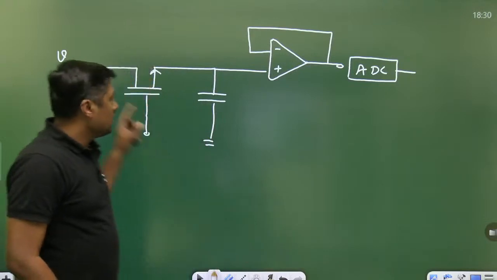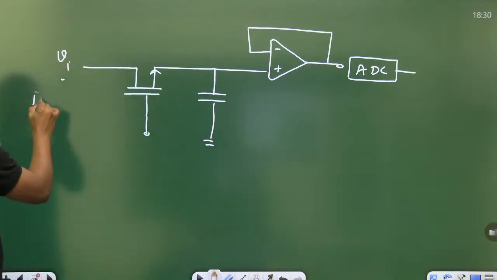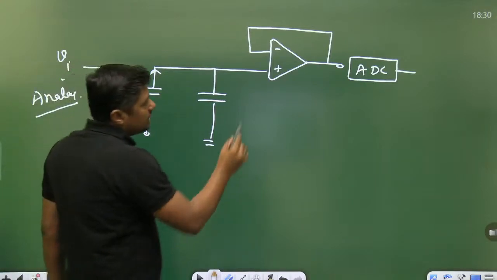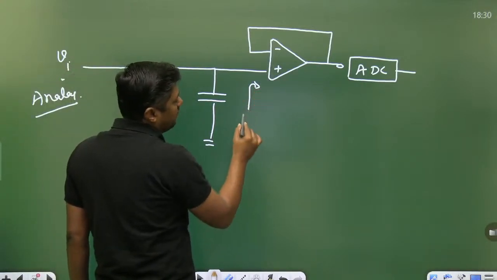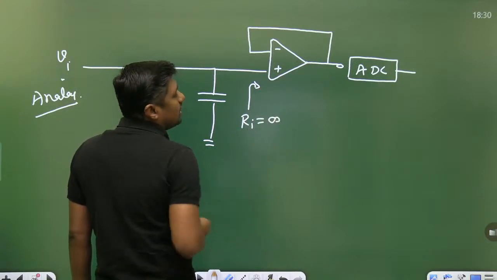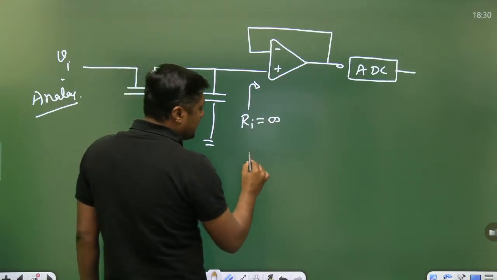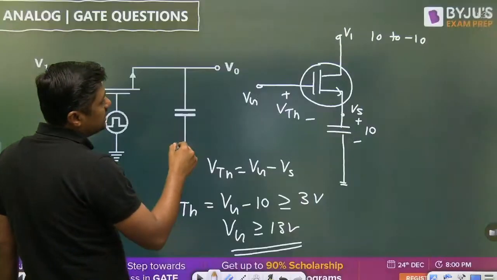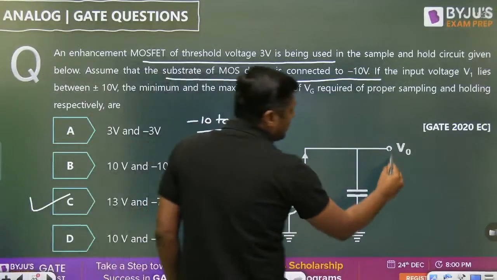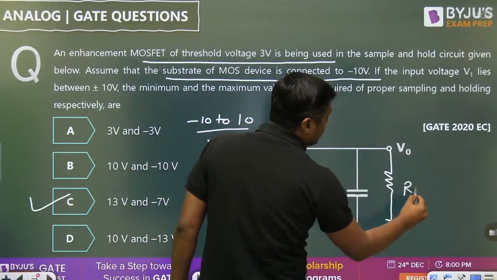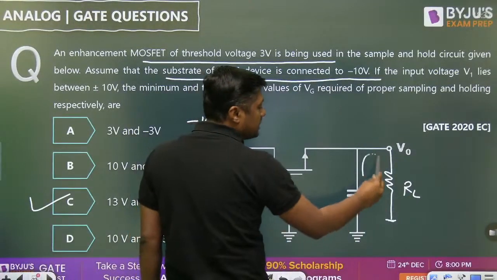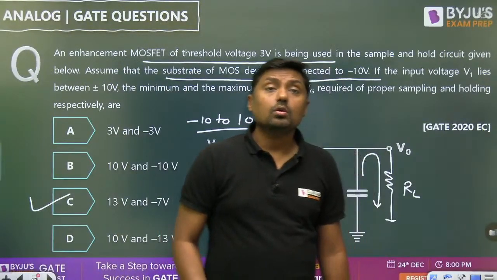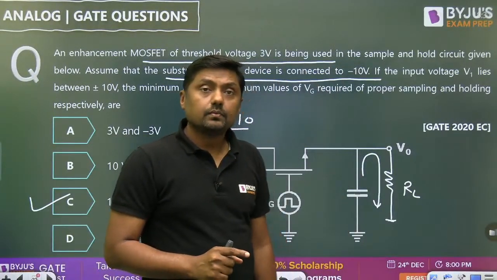Here we are giving the analog signal. We are using the sampling. And what is the input resistance of this buffer? Infinite. If suppose I directly connect a resistor in this diagram parallel to the capacitor, then the capacitor will discharge through it. Is this clear?